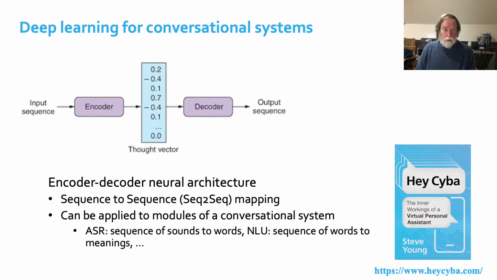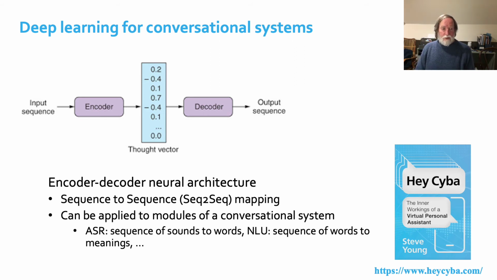Recently, deep learning has been applied to the development of conversational systems. In the diagram, we can see an encoder-decoder architecture in which an input sequence is mapped onto an output sequence, known as sequence-to-sequence mapping. During the process of the encoding, the input is encoded, resulting in a thought vector which represents the input, and then this is taken as a basis for the decoder, which generates the output on a token by token basis.